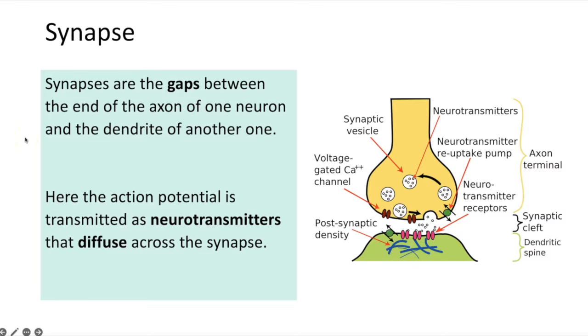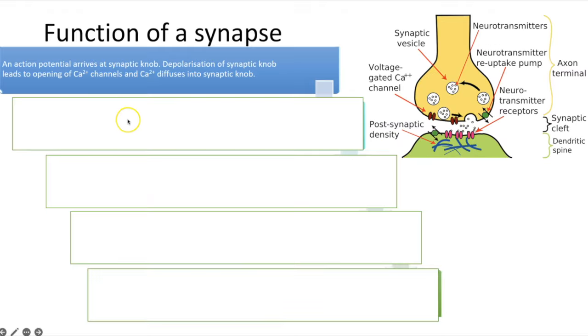So when that impulse does reach the end of a neuron, it reaches a gap, which is known as a synapse. The synapses are these gaps between the end of an axon of one neuron and the dendrite of another one. And at that point, the action potential is transmitted as neurotransmitters, which are chemicals, which diffuse across the synapse. So let's go through how that happens. When that action potential reaches the end of the neuron, that is known as the synaptic knob, the end of the neuron, depolarization of the synaptic knob causes calcium ion channels embedded within the membrane to open, and therefore calcium ions diffuse into the synaptic knob.